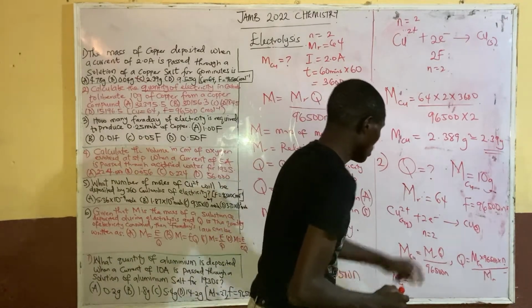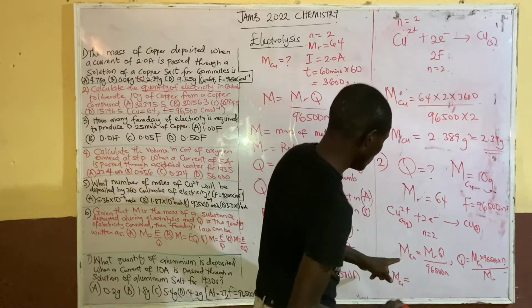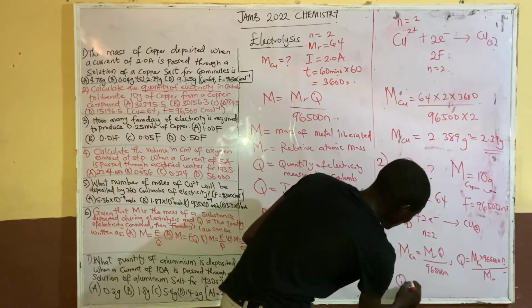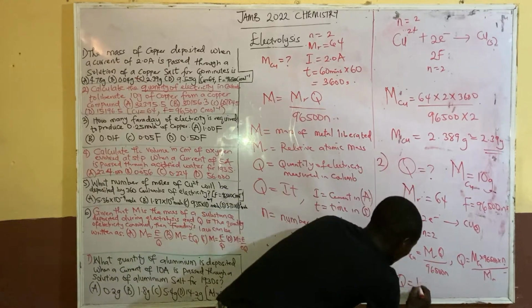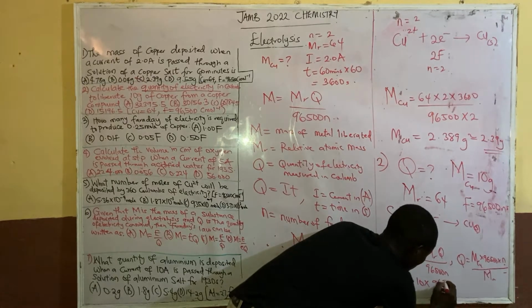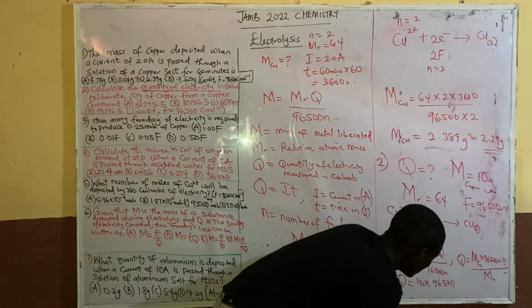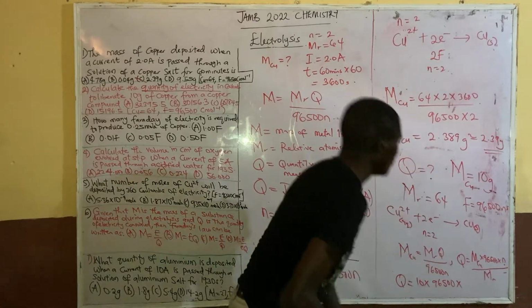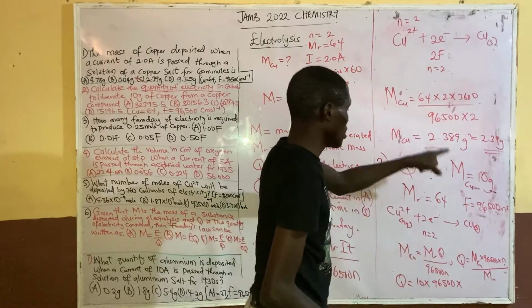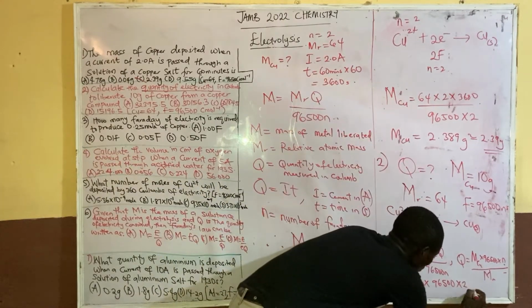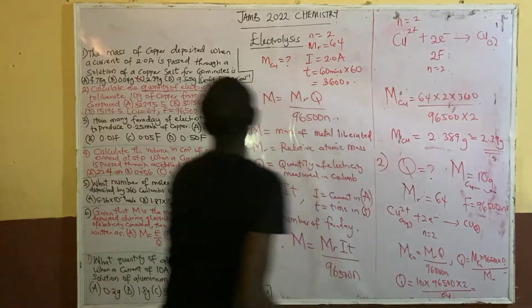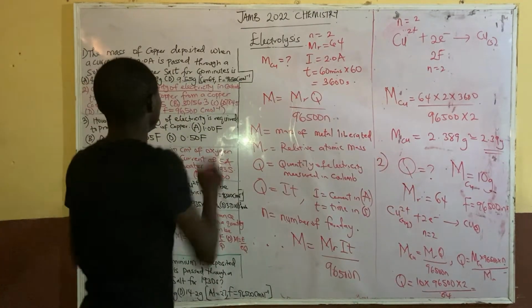We are looking for Q. So Q is equal to mass of copper, which is 10. Unit for conversion of copper, apart from the time given to us. So now what is your n? n is 2 all over 64. When you do that, you are going to have which of the options? You are going to have option B.